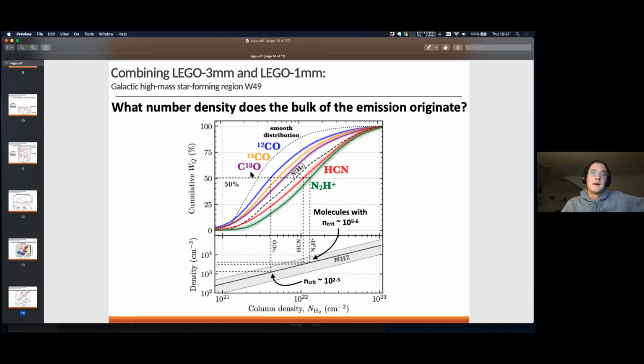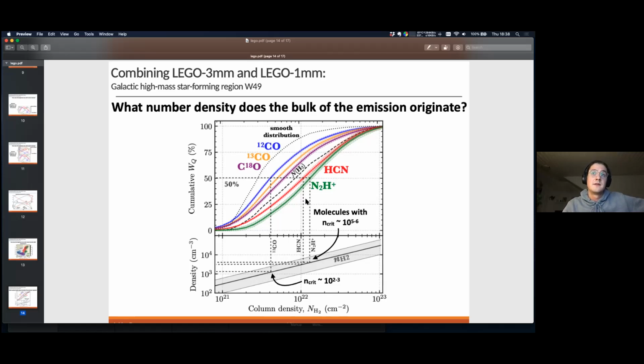So it's a very simple probe of the density, nothing too complicated. And like I said, the 50% point of the CO, so where the bulk of the molecular emission is coming from, corresponds to a density of around 10 to the 3 per centimeter cubed, approximately, which is in line with what you'd expect from its critical density, which, going back to that table I showed before, was around 10 to the 2, 10 to the 3 per centimeter cubed.